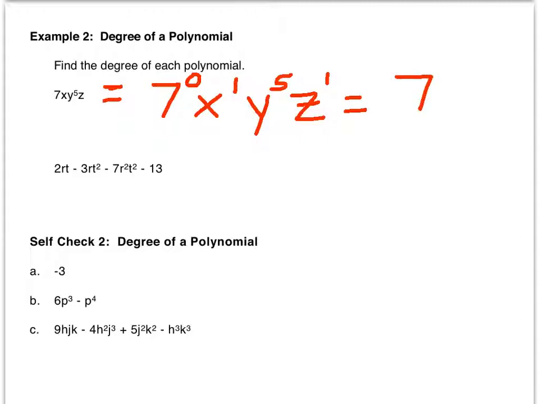In the next example, we have to find the degree of each term, and then we'll choose the largest degree as the degree of the polynomial. So we'll take each one. So 2rt we know is a second degree because 2 is 0, r is 1, and t is 1. 3rt squared, 3 is 0, r is 1, t is 2, so this is a third degree. Negative 7r squared t squared: 7 is 0, r is 2, t is 2, so we have 4. And then negative 13 is 0 because that's our constant. So the degree of this polynomial is a 4, or a fourth degree.